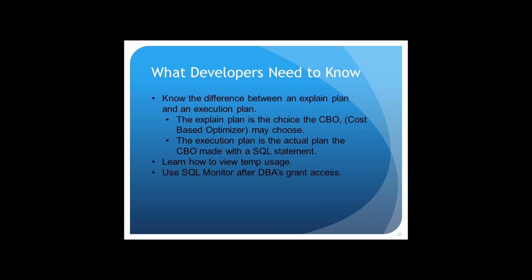So what do developers need to know? They need to know the difference between an explain plan and an execution plan. When you hear these terms, some people just say explain plan no matter what, but the explain plan is a choice the CBO may choose. It may be the one it took, it may not have been, but it's the one that it may choose. When someone says execution plan, this is the actual plan that the CBO made with a SQL statement. That means it is the one that it is executing from or has already executed and chose. So that's when you hear those two terms.